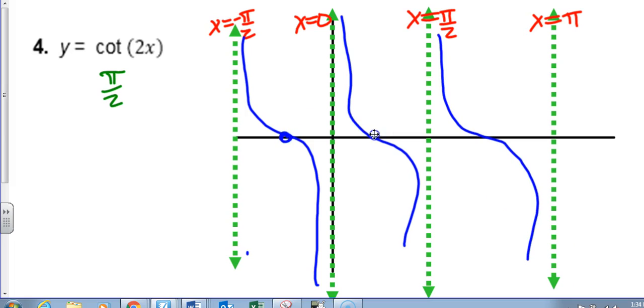Okay, where are these zeros on these horribly drawn cotangent graphs? Halfway between negative pi over 2 and 0 would be negative pi over 4, positive pi over 4, and halfway between a half and 1 would be 3 pi over 4.